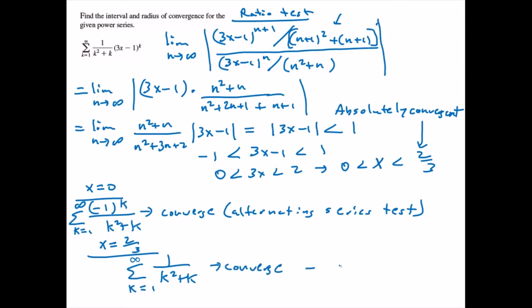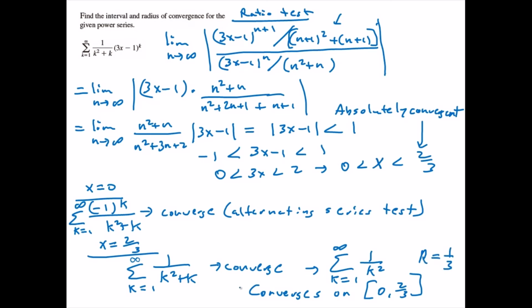It will converge because the series where we have the sum from k equals 1 to infinity of 1 over k squared will converge. So that means that our series converges on the closed interval from 0 to 2/3. And our radius of convergence, in this case, is going to be 1/3. So our radius of convergence, r, is going to be 1/3. So we can see that this power series converges on the closed interval from 0 to 2/3, and it has a radius of convergence of 1/3.